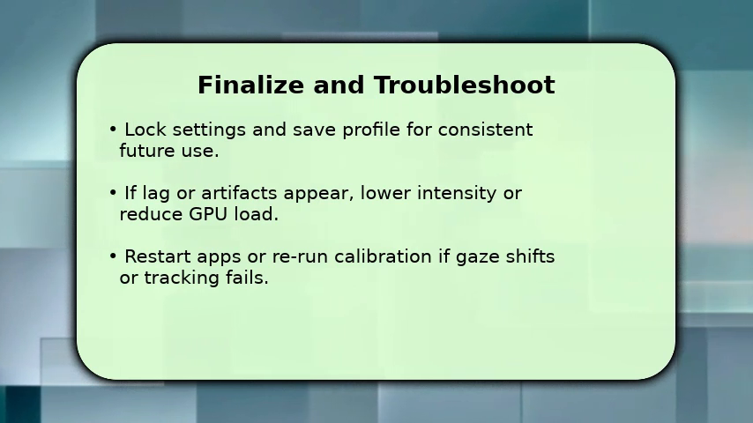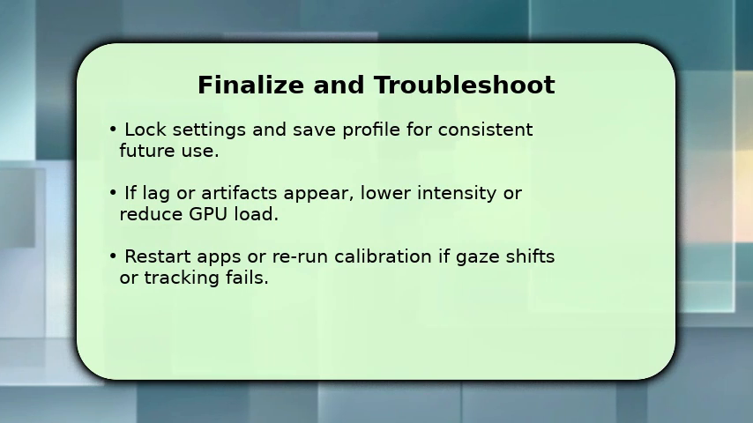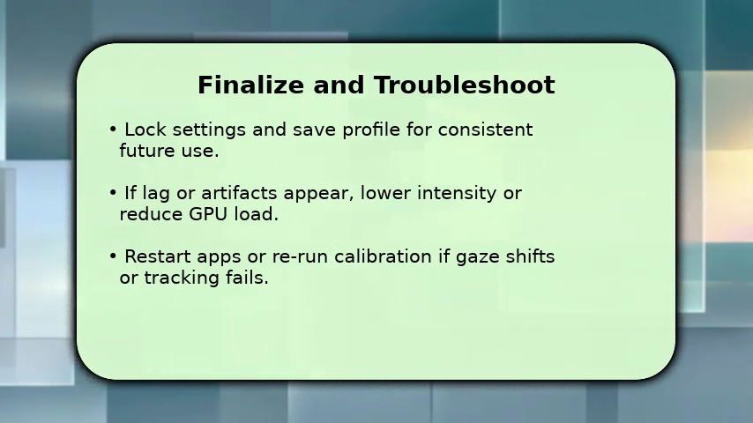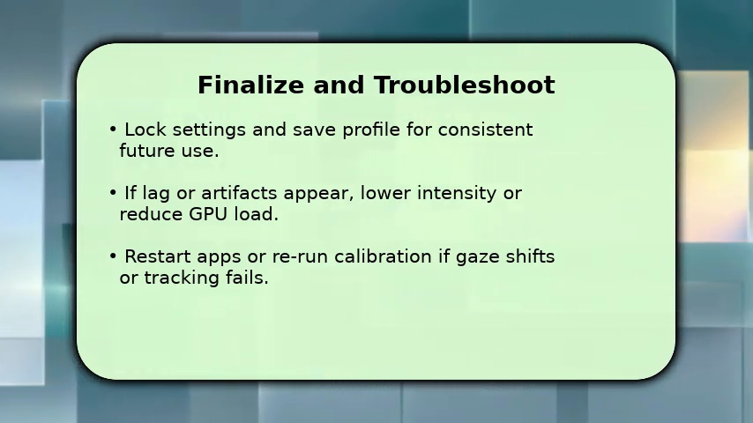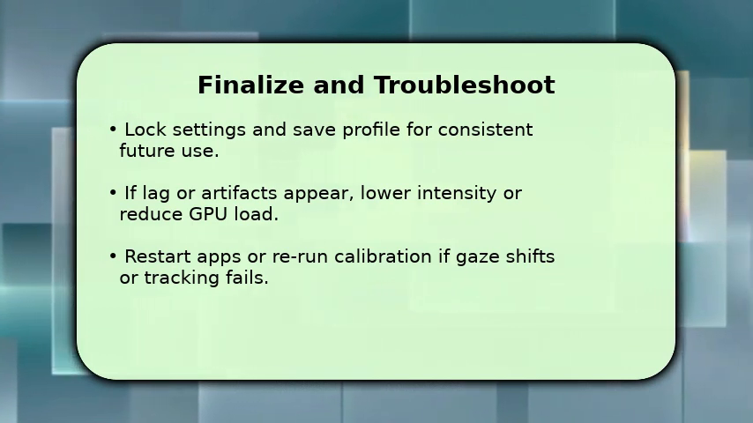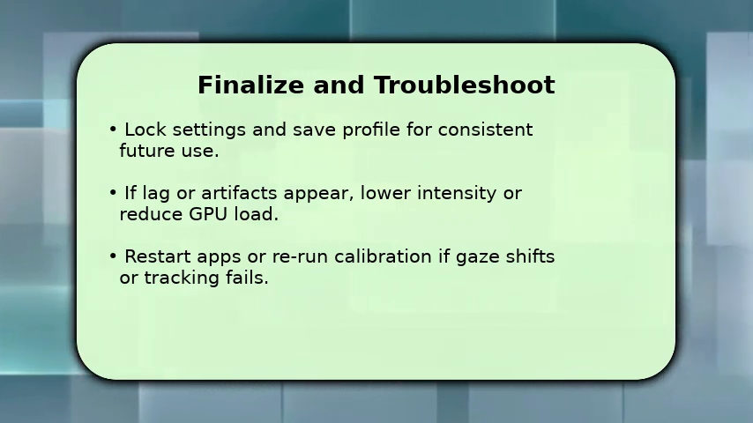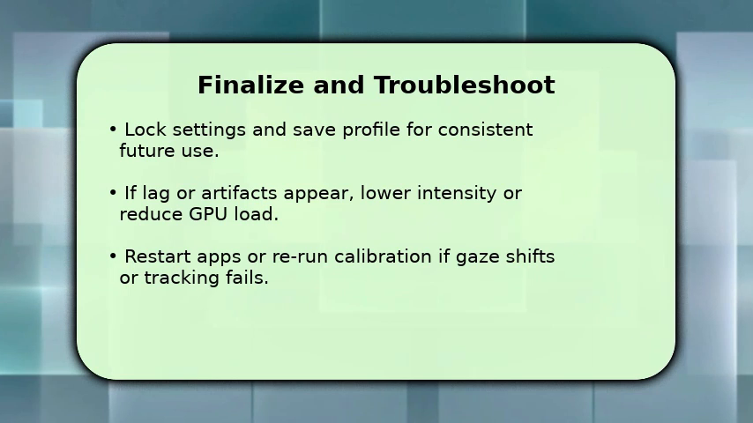If you notice lag, stuttering, or visual artifacts, lower the eye contact intensity and close other GPU-heavy apps. This reduces load and stabilizes performance. If tracking drifts or fails, restart the app and rerun the quick calibration. This usually restores correct gaze alignment and removes most issues.